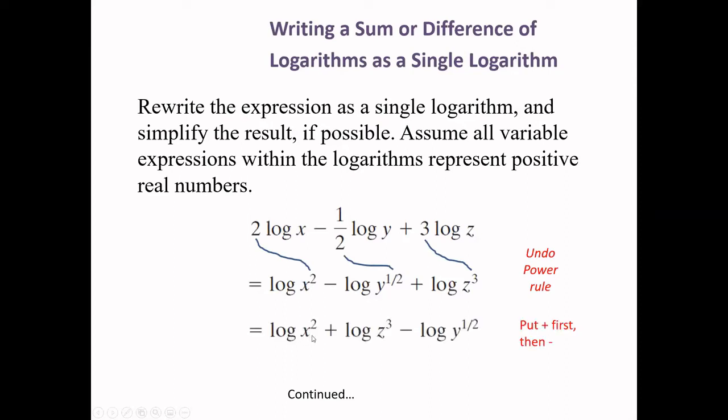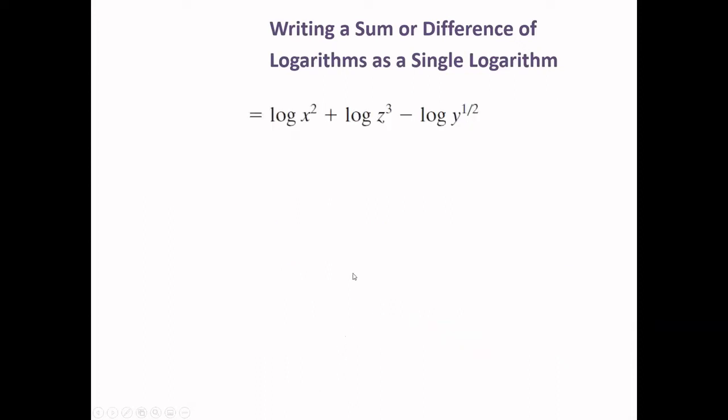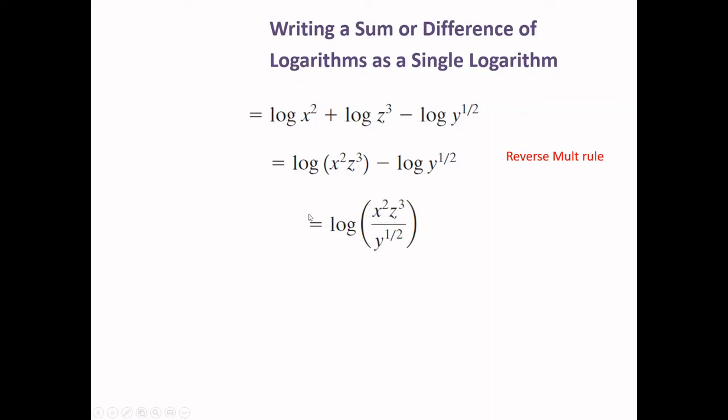Now we're going to start. They just switched the order of these so the positives were next to each other. You can do that if you want to, but I wouldn't. I would just know that this x squared and that z cubed go in the numerator, and the y to the 1/2 goes in the denominator. They took the two positives together first. Again, I wouldn't do that. I would have gone just straight down to it, because here's the x squared in the numerator, the z cubed in the numerator, and the y to the 1/2 in the denominator.